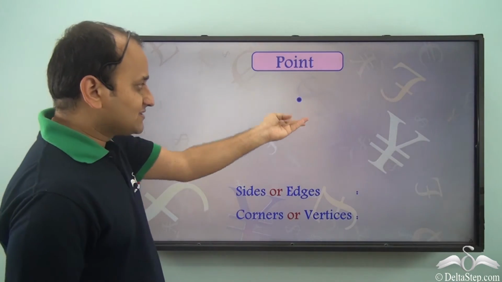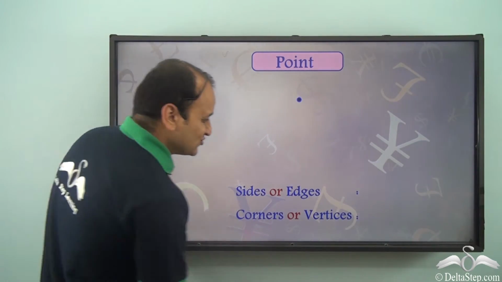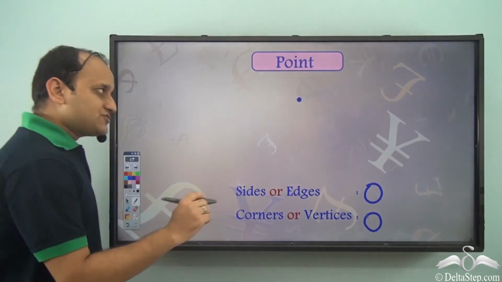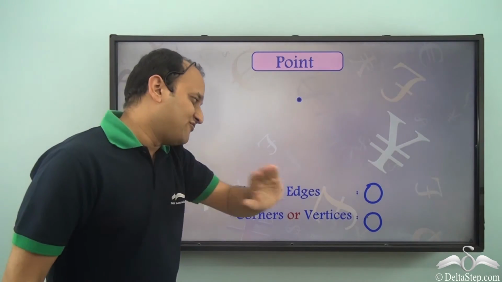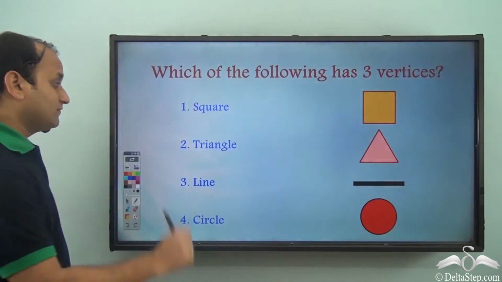And then point, well, it's a tiny dot. Again, it has no sides and no corners. So even in case of point, we have no sides and no corners.